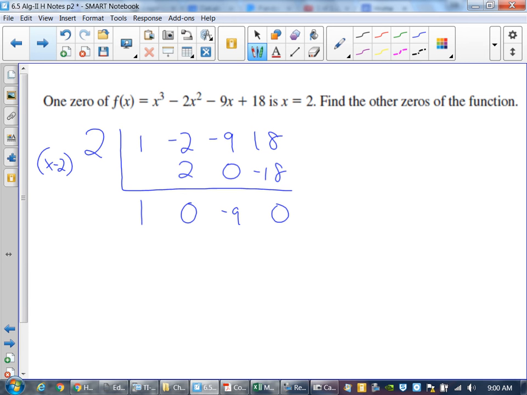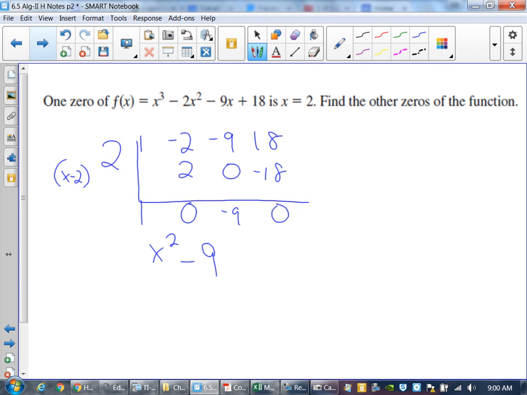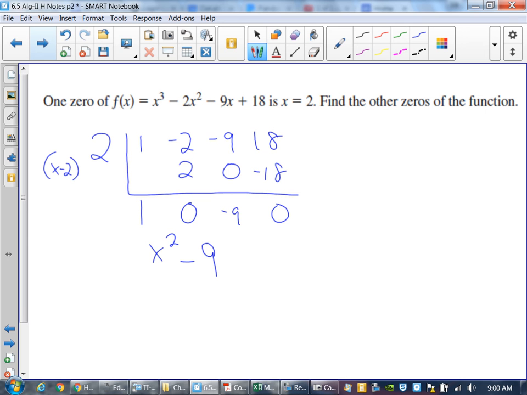Which means if you factored out the x minus 2, you were then left with x squared minus 9. But why wouldn't it be 9x? Because there was a 0 for the x. Remember how they go in descending order? It's x squared, x, 9, then remainder. So now you have x squared minus 9 and x minus 2.